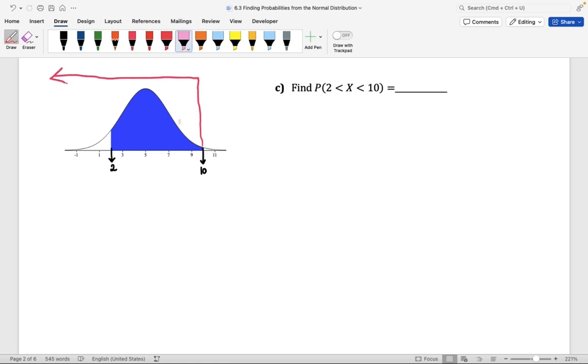When we find the area, we're going to have, again, all the area below 10. That's not the area that we want. We want the area between 2 and 10. What are we going to do? We're going to go ahead and find the area below 2. That's going to give us everything below 2, which is this left tail. Once we have those two values, we're going to subtract the area below 10 minus the area below 2. If we subtract those values, we're going to have the area between 2 and 10.